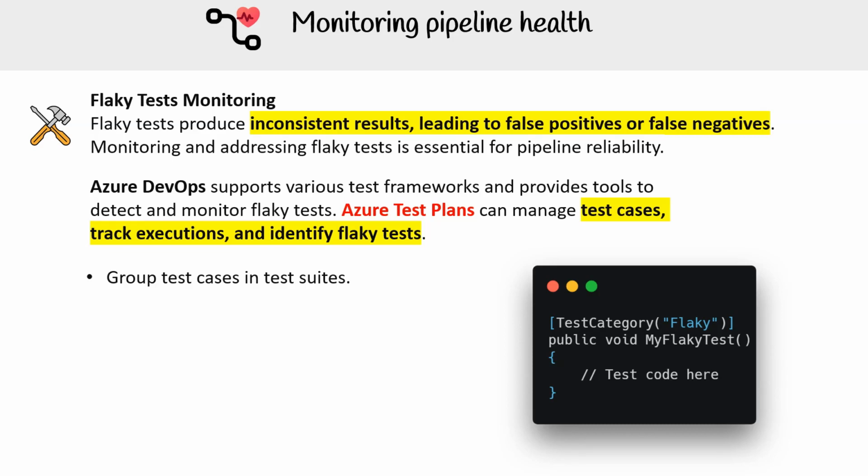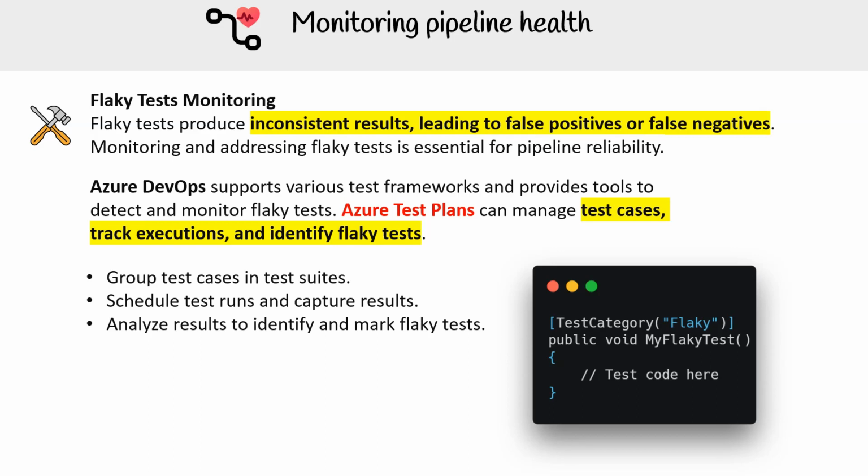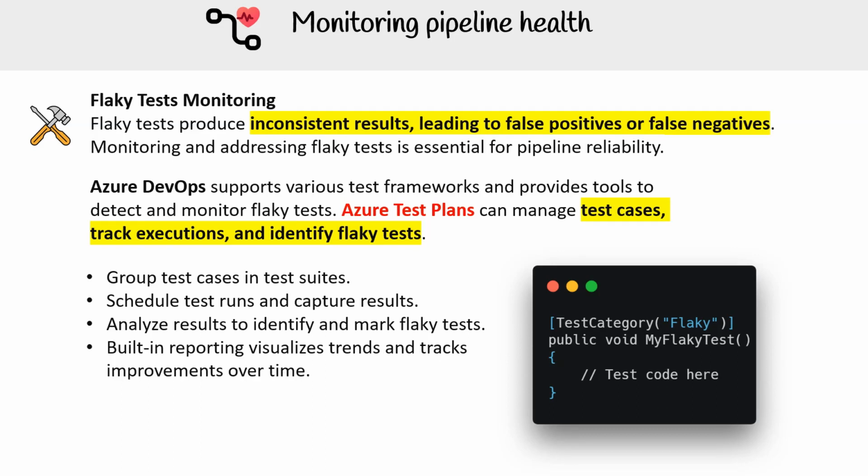Group test cases and test suites. Schedule test runs and capture results. Analyze results to identify and mark flaky tests. Built-in reporting visualizes trends and tracks improvements over time. Here's an example of how you can mark a test case as flaky using Azure Test Plans.